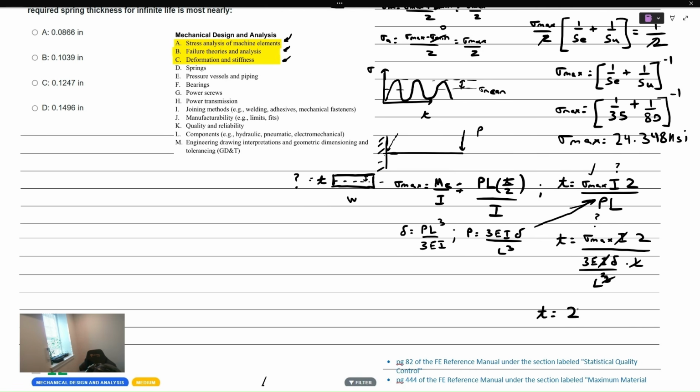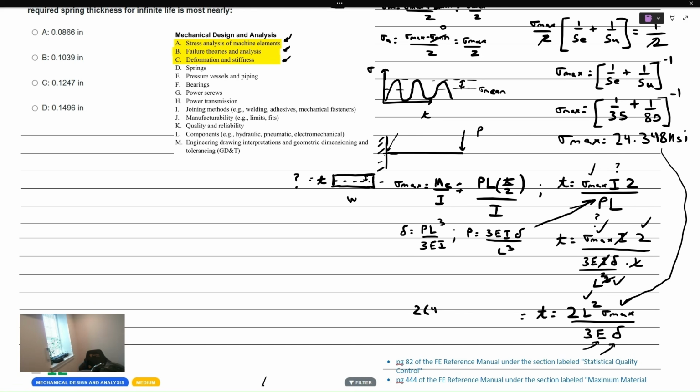2 multiplied by L squared. 2 is taken into account. L squared is taken into account. The sigma max in the numerator divided by 3E delta. So what do we know inside of this equation? We know what the length is. That was equal to 4 inches. We know what the maximum stress is from the modified Goodman approach. That was 24.348 KSI. We know what the elastic modulus is. We know what the deflection is. Let's plug into this equation.